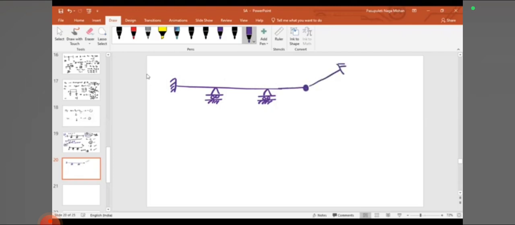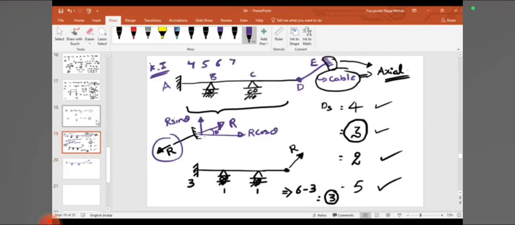Sir, horizontal movement is arrested by both fixed supports, sir. Here I'm not saying anything about axially rigid. If I tell you axially rigid, then only you have to think about that case. At present, just tell me in general what is the kinematic indeterminacy.